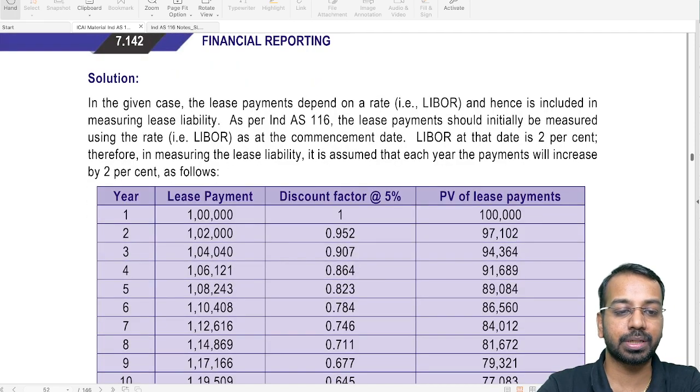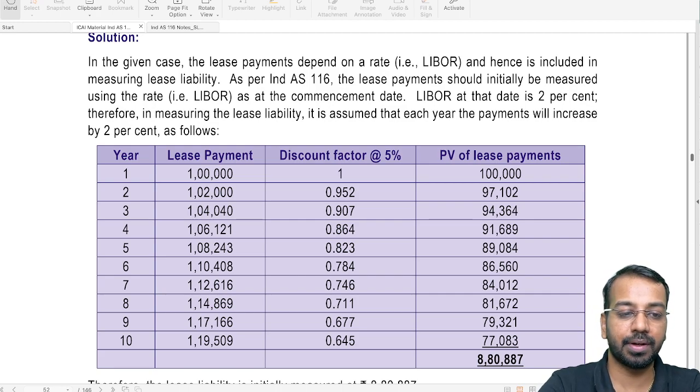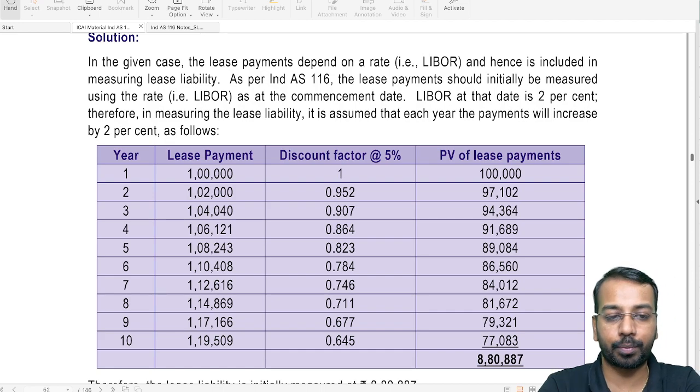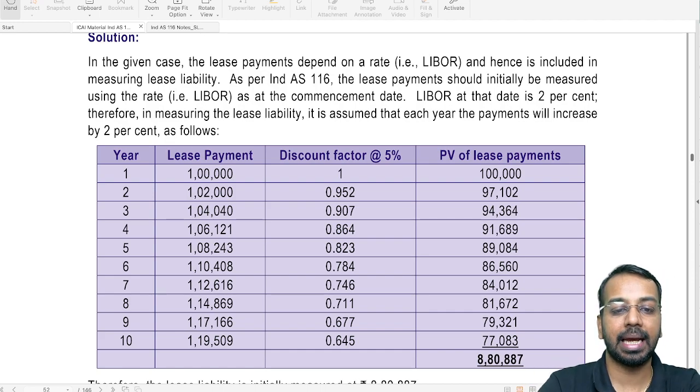Now, when LIBOR is 2%, what will we do? We know LIBOR is 2%. So every year, first year we will take 100,000, 1 lakh. Then we'll add 2% to it, 1 lakh 2,000. Then we'll add 2% to it. Now, in the examination, if these kind of questions come, it is very simple. 1 lakh into 1.02 is equal to, keep on pressing equal to on your calculator, and you will get all the lease payments. And then use the discount factor.